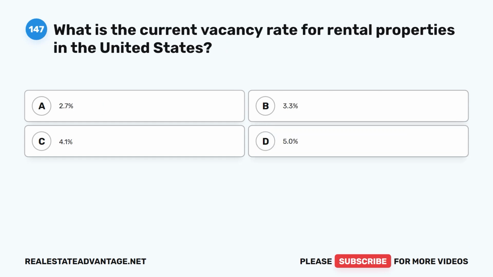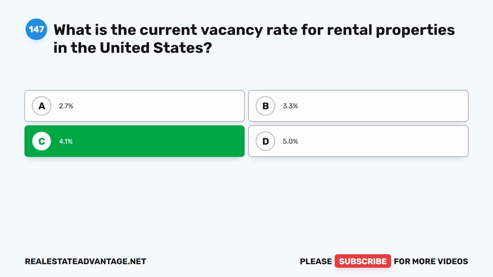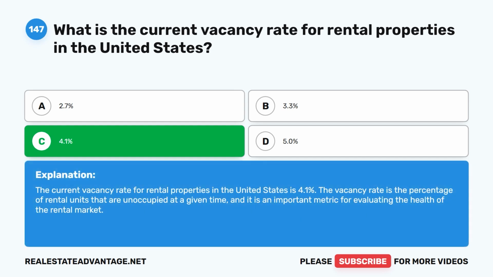Question 147. What is the current vacancy rate for rental properties in the United States? A. 2.7%, B. 3.3%, C. 4.1%, D. 5.0%. The correct answer is C. 4.1%. The current vacancy rate for rental properties in the United States is 4.1%. The vacancy rate is the percentage of rental units that are unoccupied at a given time, and it is an important metric for evaluating the health of the rental market.